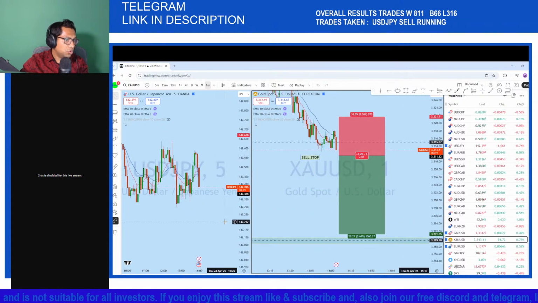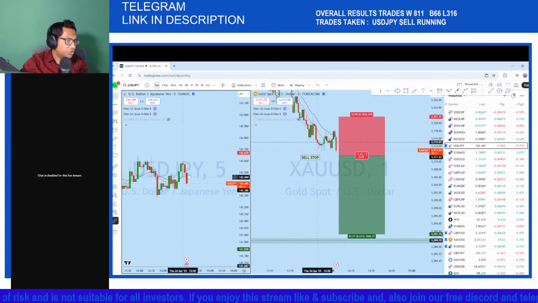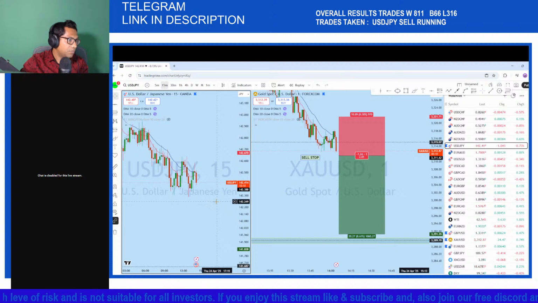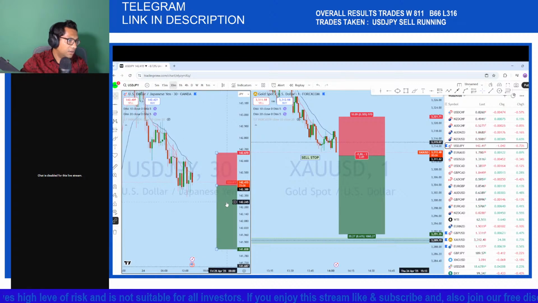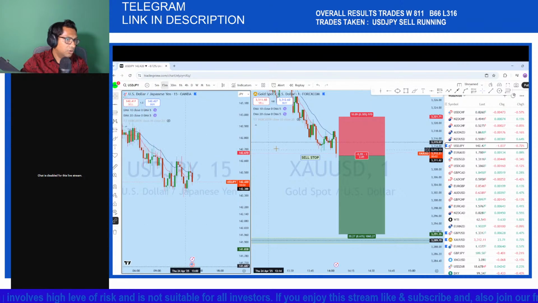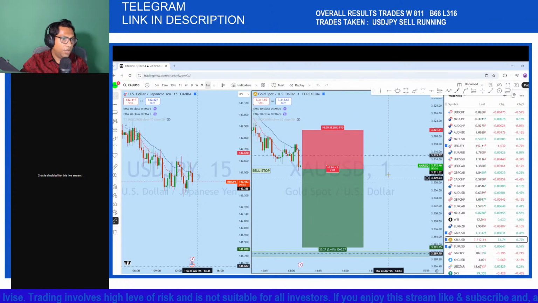Dollar yen also almost nearing to our entry, so let's try to win both trades on dollar yen as well as on XAUSD. Let's wait, because dollar yen our entry a little below, so if it breaking below, then we will be on the trade. While XAUSD, my trade is active on gold, and yeah, waiting for that drop.